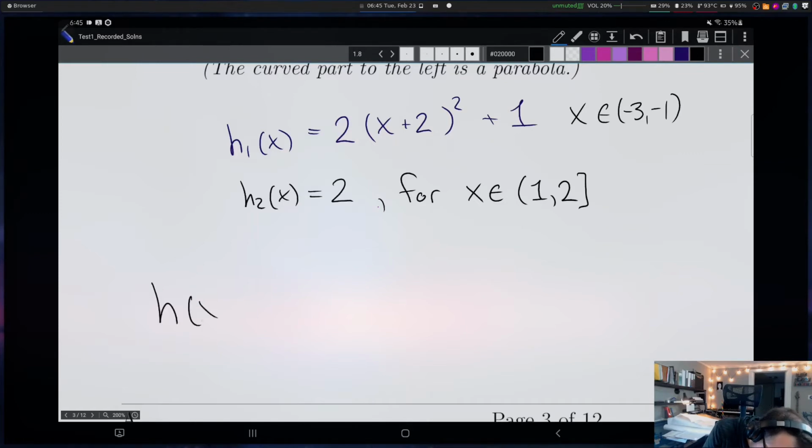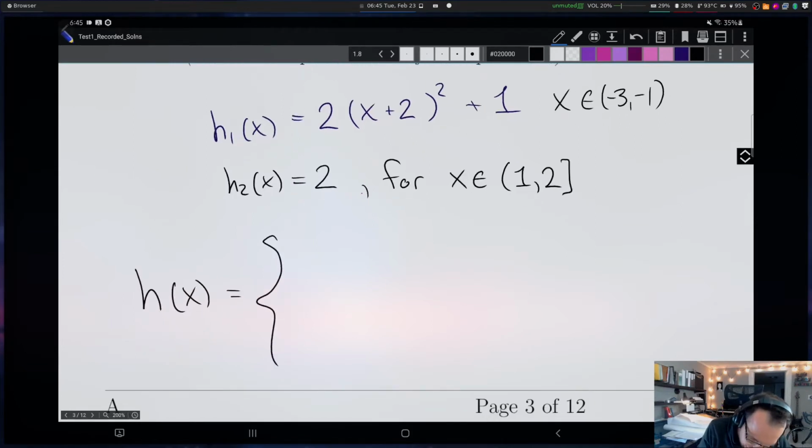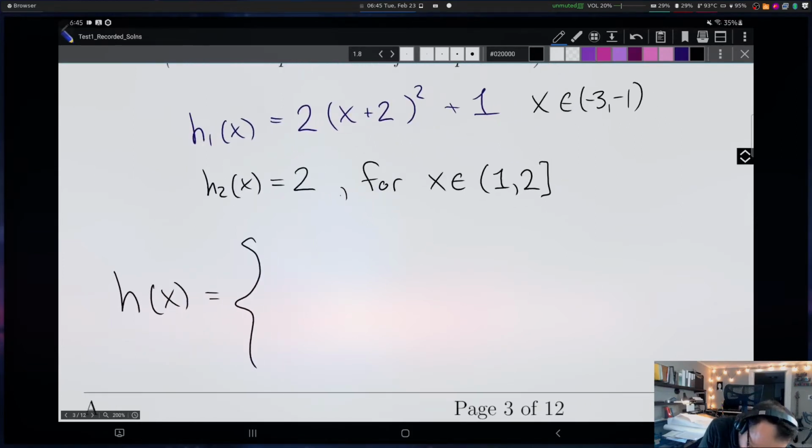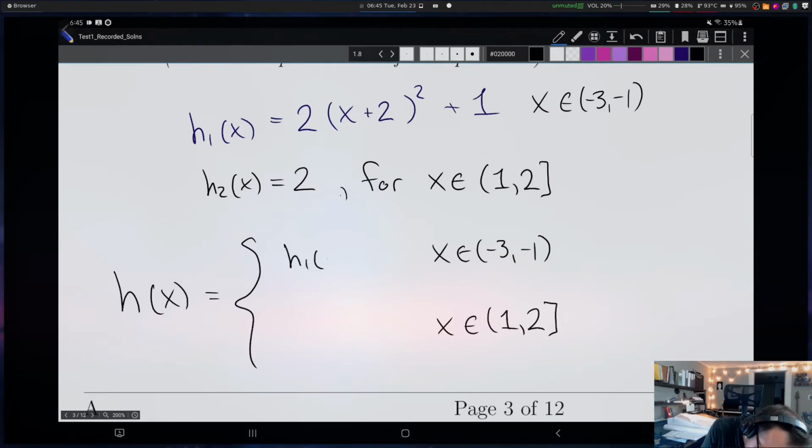Well, h of x will be, I need to use the piecewise notation, so it's kind of open bracket. And first let me tell you where to do things. So I'm going to say if x is in (-3, -1), and then there's going to be this other case where x is in (1, 2). And what do I do? Well, I do h1 of x in this first one, and I do h2 of x in this second case. But I actually have a name for h1 of x, which was (2x + 2) squared plus 1 on the output. And I had a name for h2 of x, which was just 2.